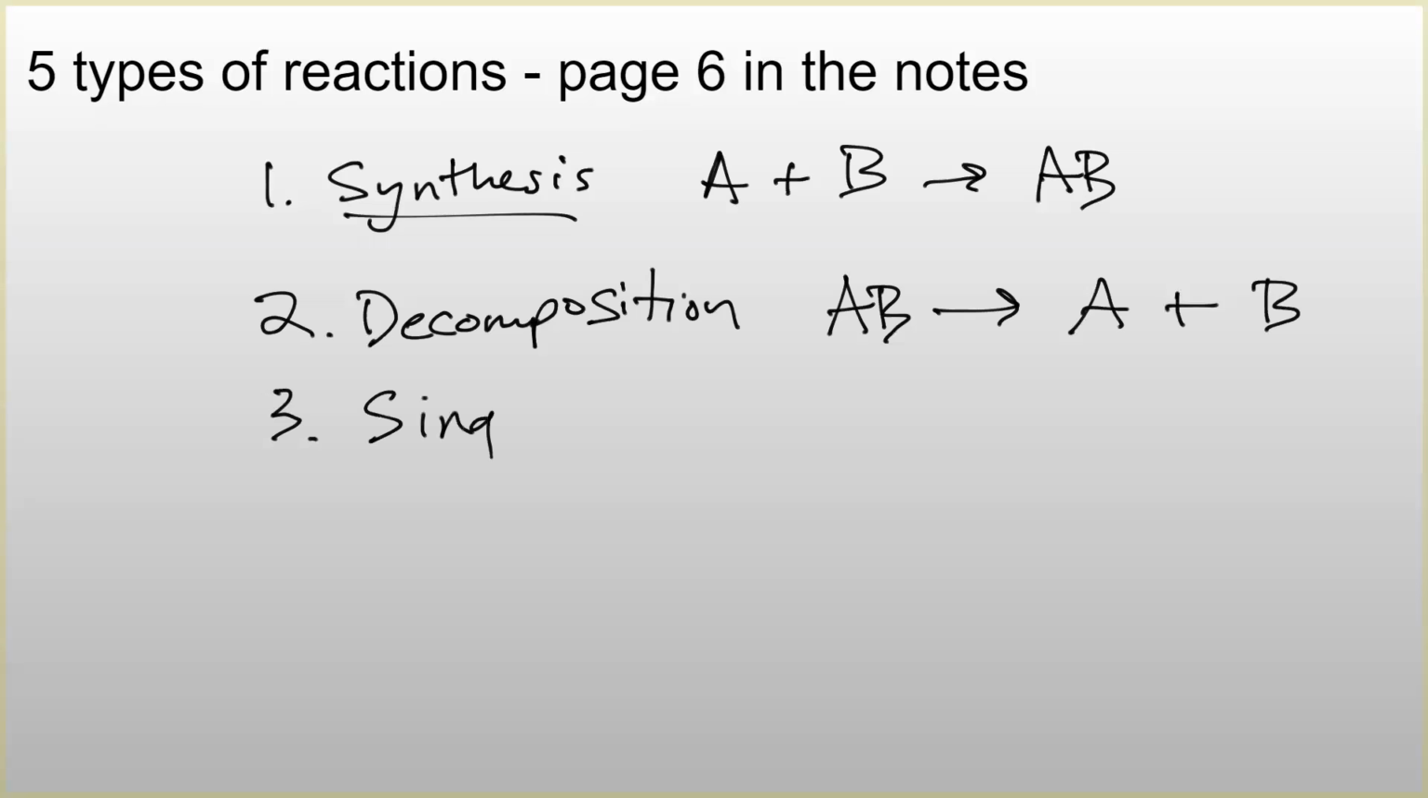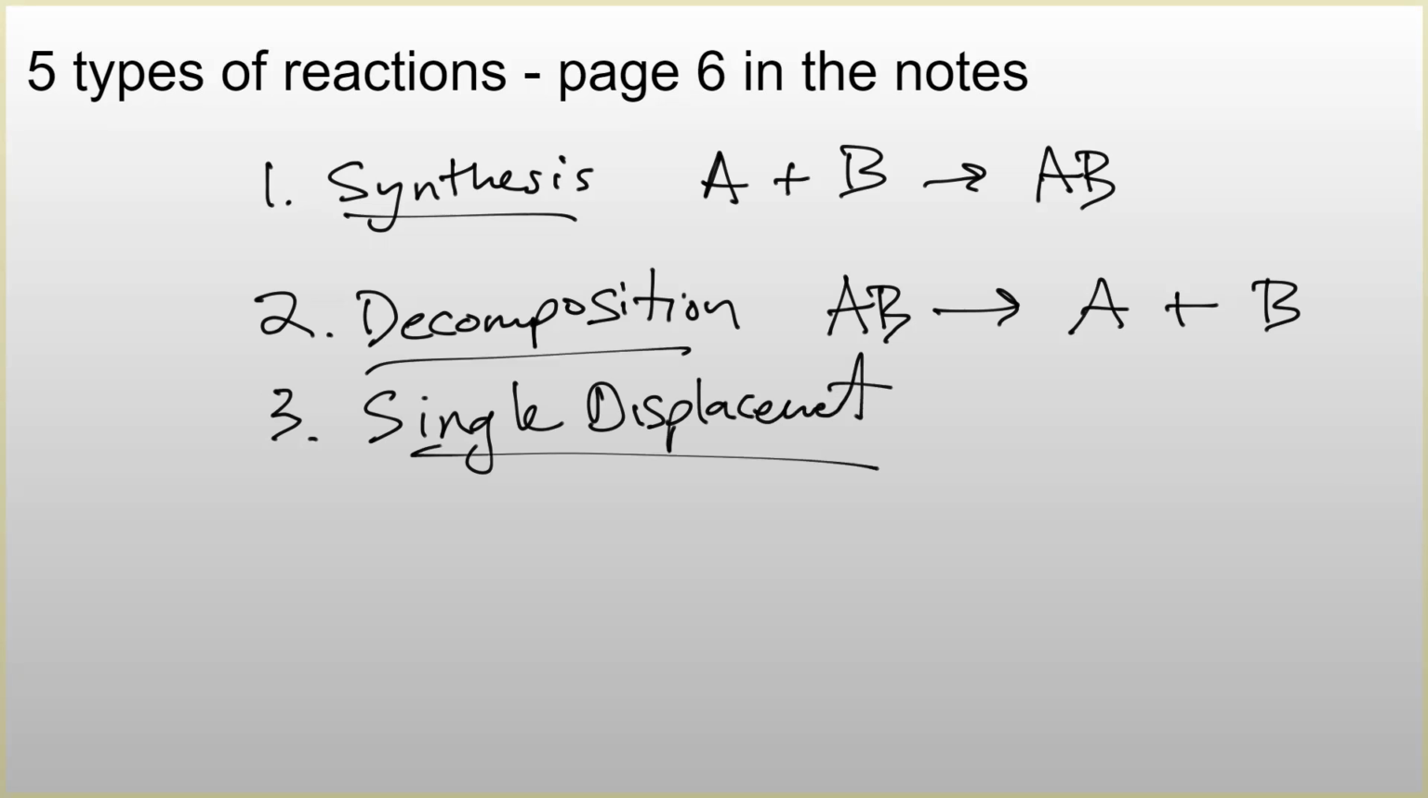Third, we have single displacement. Single displacement is when you have a single element that will displace or kick out or trade spots with a different element in a compound. So in this case, what's going to happen is A is going to displace one of these. Now, if A is like a metal, it's going to replace whatever the metal is. We'll just say that B is the metal, and so A is going to displace B, and then we're left with AC and B on its own, right? So the single element came in, kicked out one of the other elements to make it now be by itself.